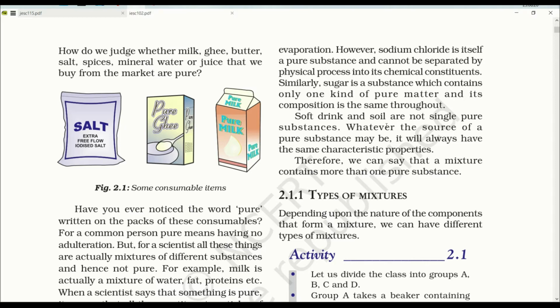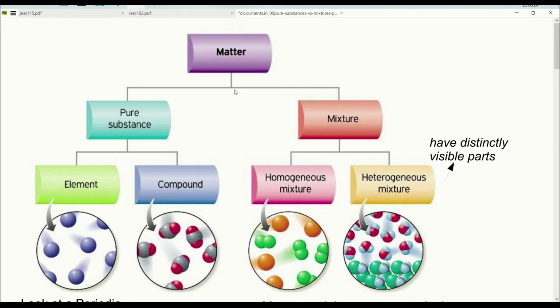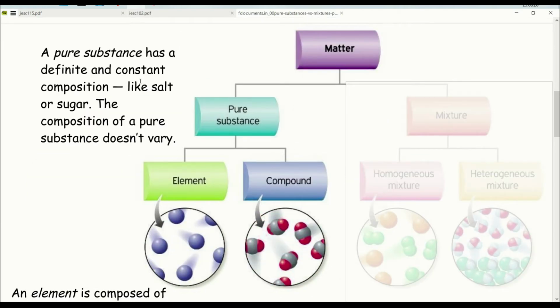It is actually a mixture. So, matter can be divided into two parts: pure substance and mixture. Pure substances are those which consist of only a single material or which cannot be separated further. Salt, for example, is a compound. Hydrogen is an element. The other part of matter is a mixture. A mixture is a mixture of two or more substances in different forms. A pure substance has a definite and constant composition, like salt and sugar. The composition of a pure substance doesn't vary.